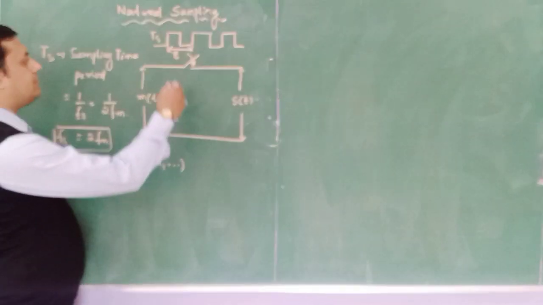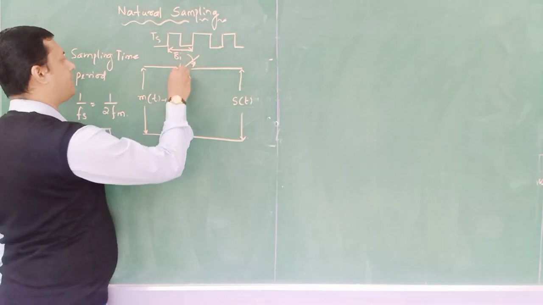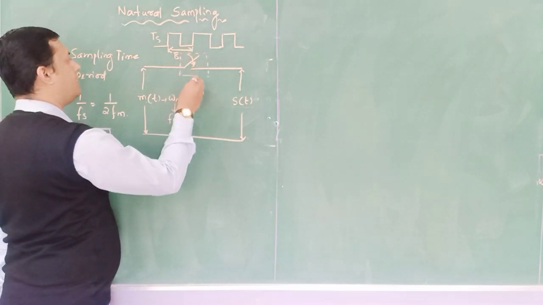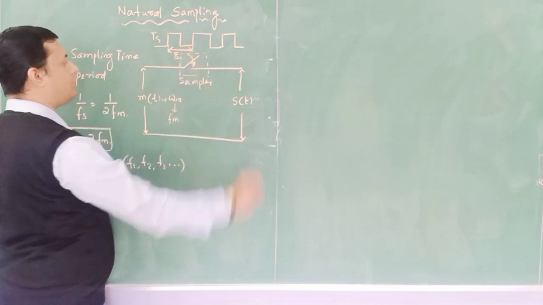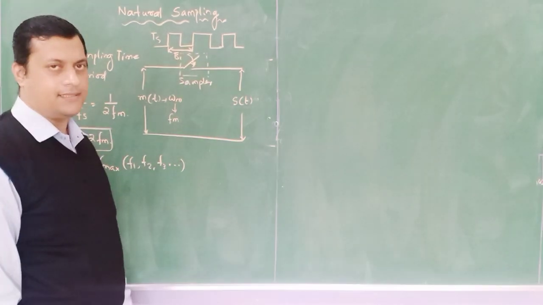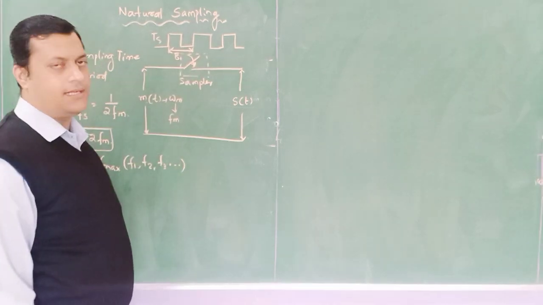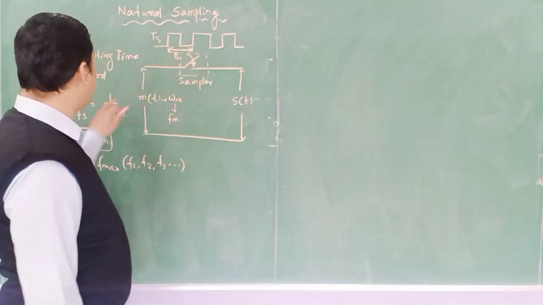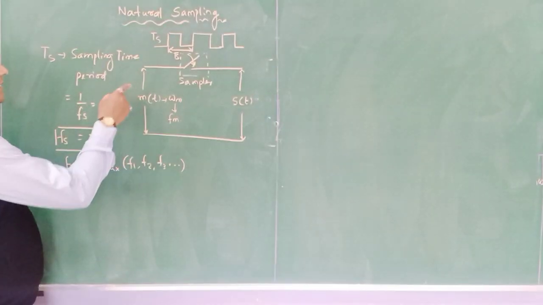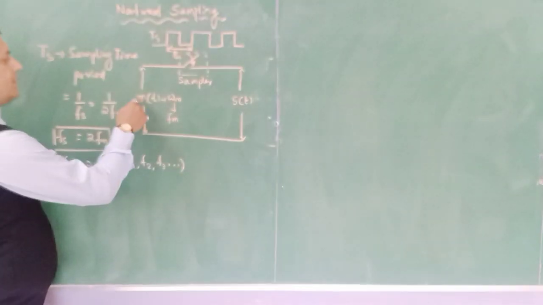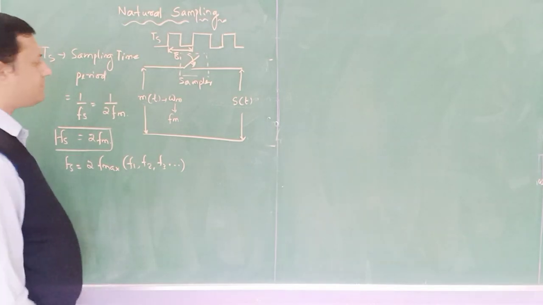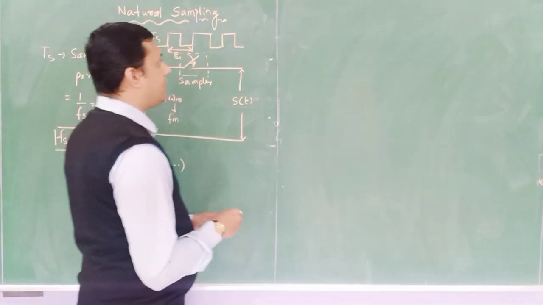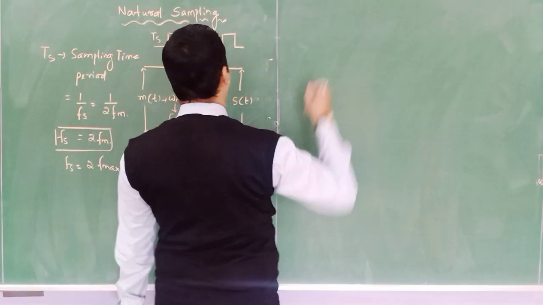Now this particular switch, or you can say the sampler, is controlled by the clock pulses whose time period is Ts, and this Ts is decided by the Nyquist rate with the help of the input modulating signal. Now let me draw the figures first, then we will analyze.